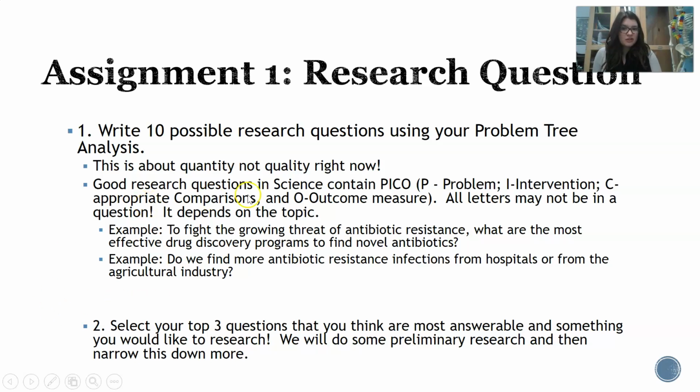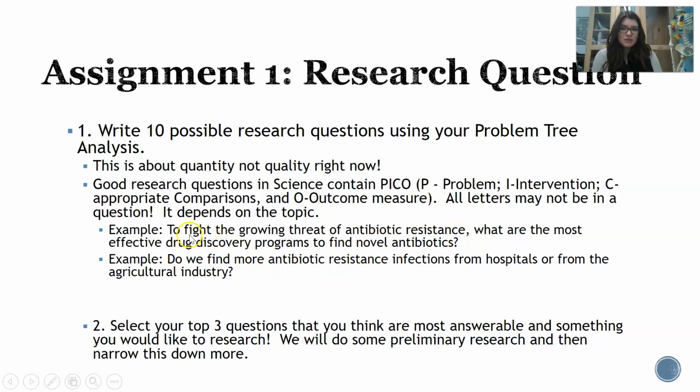And good research questions in science contain PICO, so they contain a problem, an intervention, an appropriate comparison, and an outcome. You may not use all of them. Some of them use only 3, and that's okay. So I wanted to give you a couple of examples to think about as you're writing your questions.